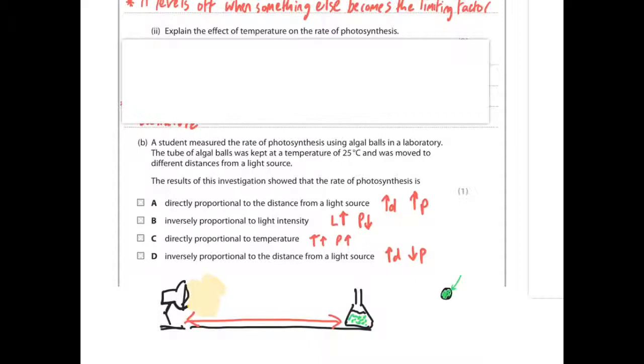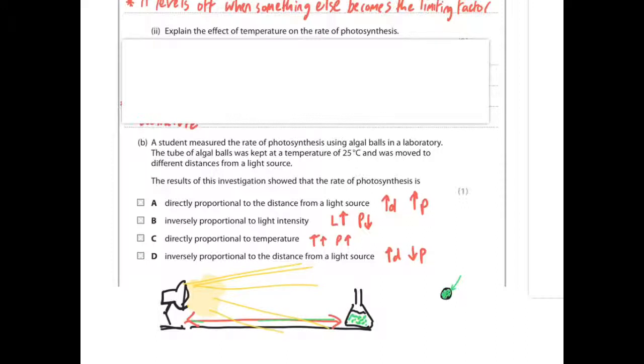So this could be a plant, but it's not a plant. This is just algal balls instead. Okay, so what we're doing is increasing the distance, and we'd expect that if we increase the distance, the light intensity reduces. Remember, due to the inverse square rule, as light spreads out from its source, it becomes fainter and fainter, less intense, and as such, there'll be less light for photosynthesis.